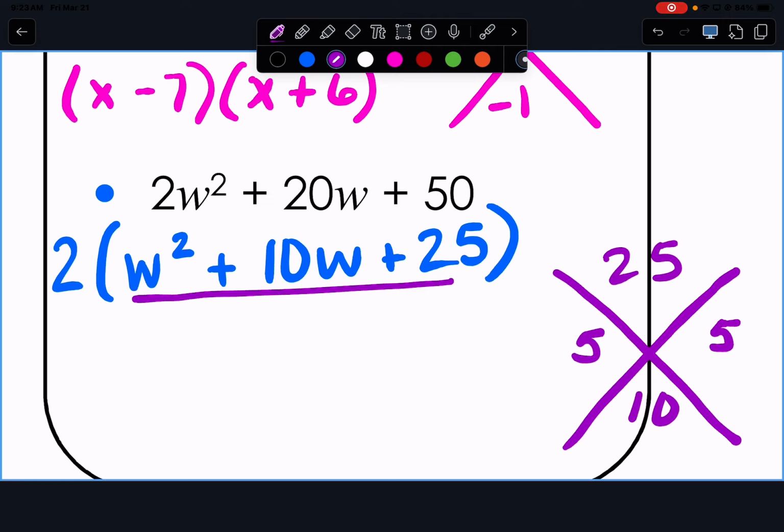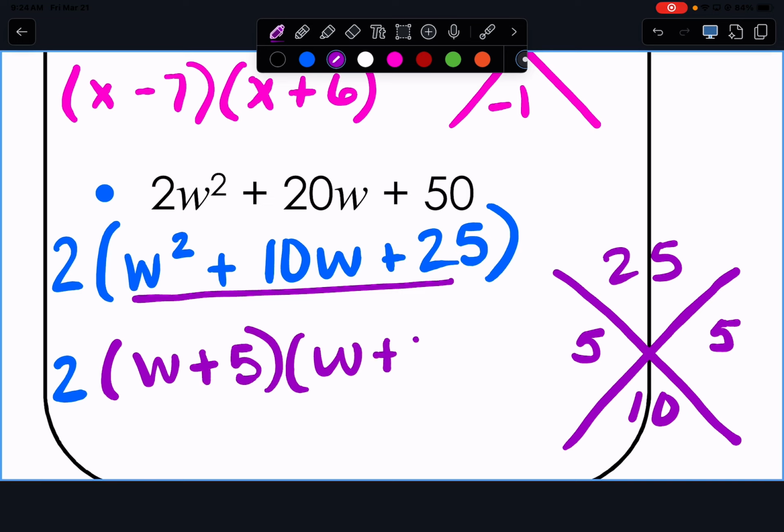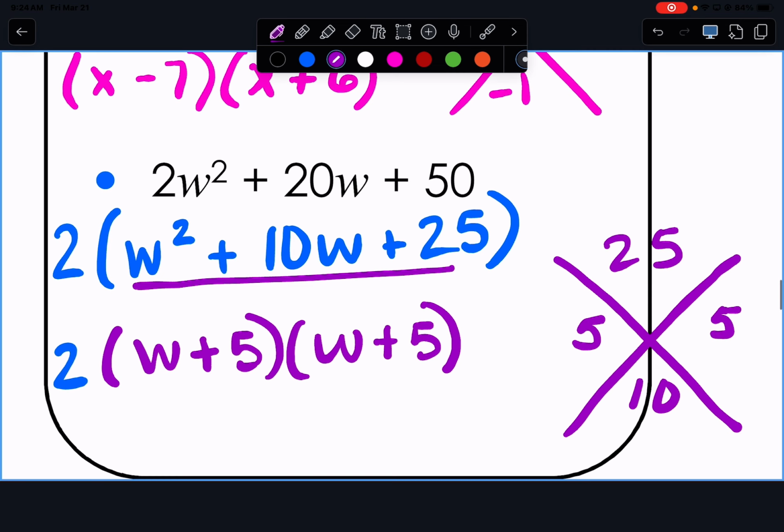Can I use the trick for this one? Yes. Where does that GCF have to stay? In the front. And so then I can write my answer as w plus 5, w plus 5. Since those are the same, how could I actually write that too? w plus 5 squared. So 2 times w plus 5 squared.